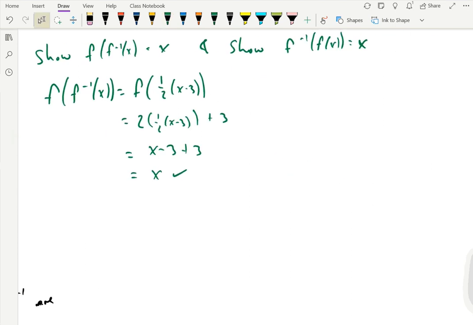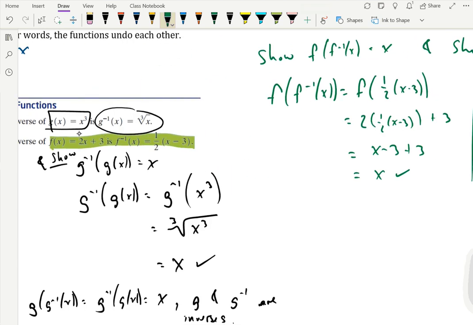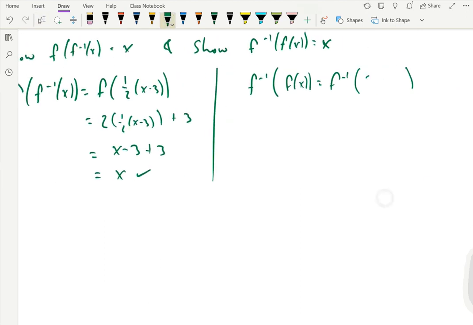Now let's show the other side. Okay, so we've got f inverse of f of x. So that's going to be f inverse of, and what is f of x? So f of x over here is 2x plus 3. So whatever my input is, I'm going to double it and then add 3. So that's going to be 2x plus 3.